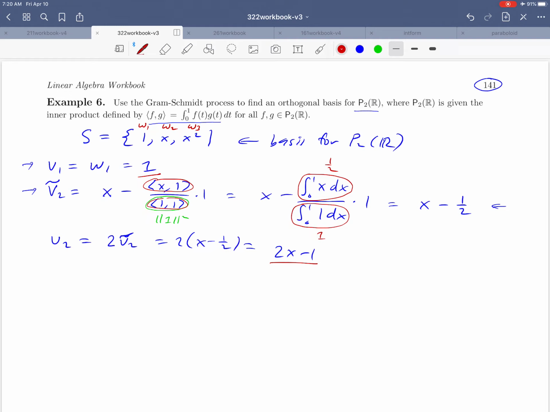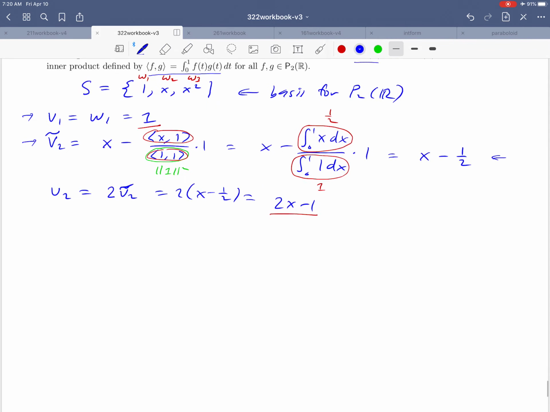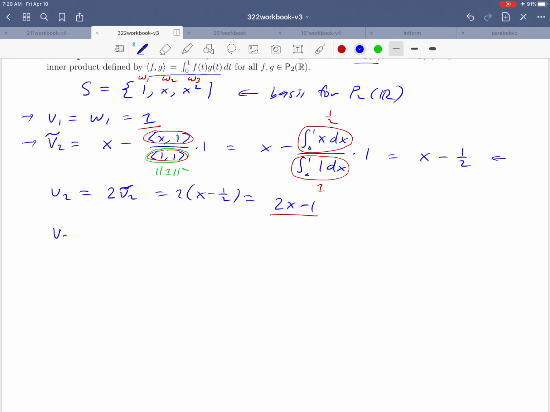Okay, so we've got 2 out of the 3 vectors that we want. Okay, and we're ready to calculate v3. Okay, and this is going to go back again to the theorem 6.4 formula that we have.